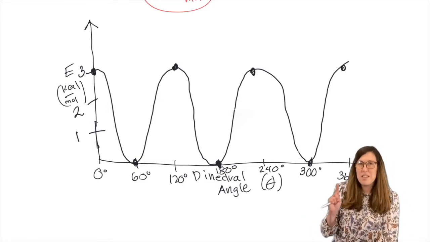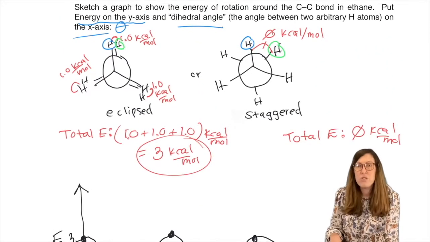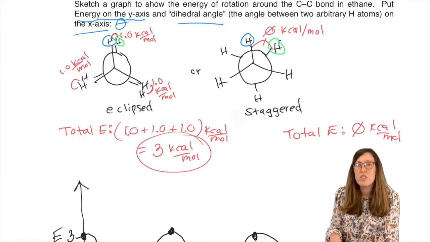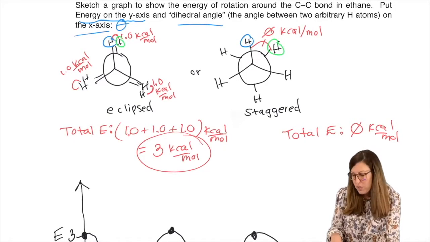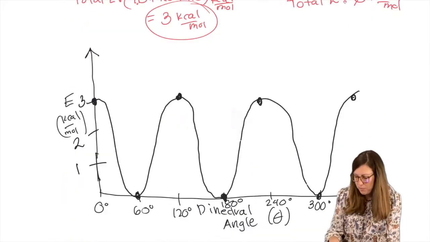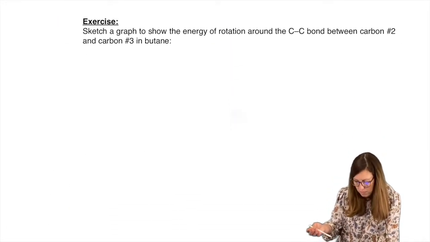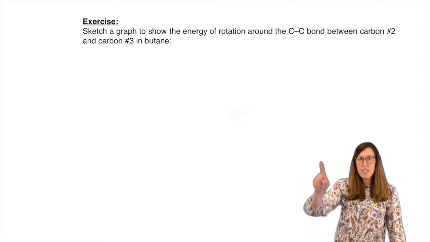So when two of the H's on here, those green and blue, if we switch those out for two different groups, or even two of the same groups that are not H, then we have a different looking profile. So it's natural to just go up to butane. So go ahead and build butane. Take a minute to do that right now.